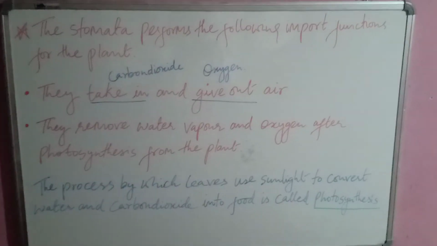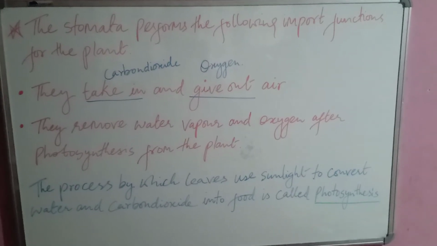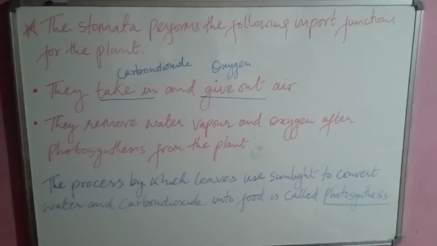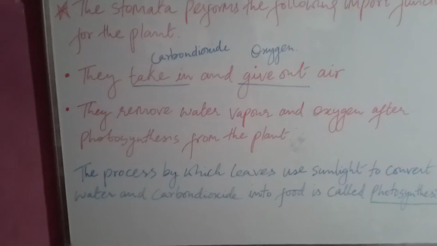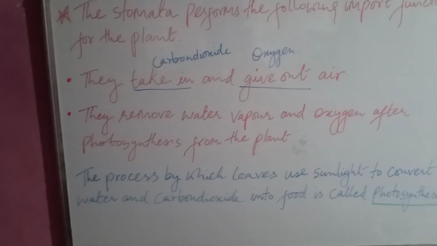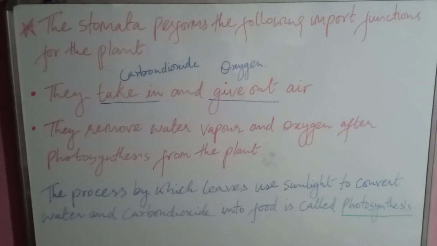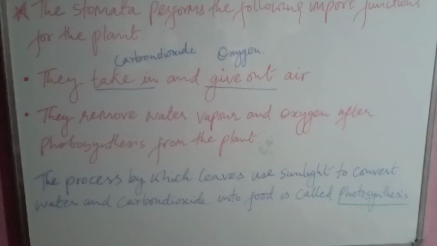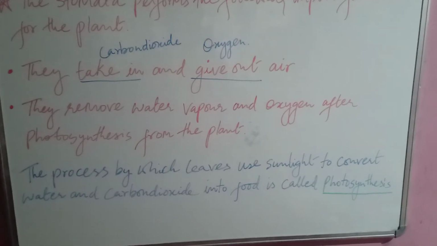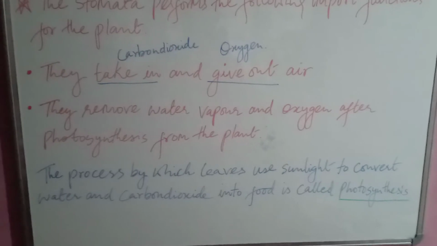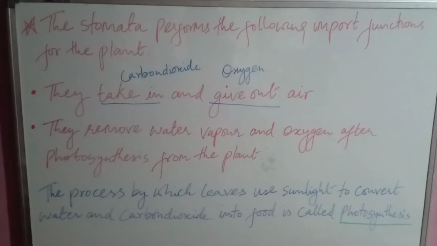Moving on, the next topic we have is that stomata perform the following important function for the plant. So there is a separate function where stomata perform in the plant. They take in and give out air. They take in carbon dioxide and give out oxygen as air, and then they remove water vapor and oxygen after photosynthesis from the plant. So they also remove water vapor and oxygen after their preparation of food.